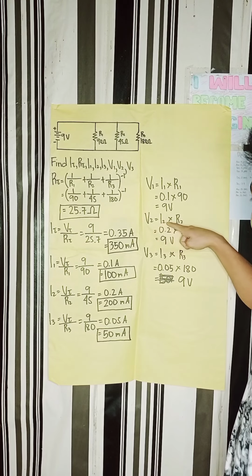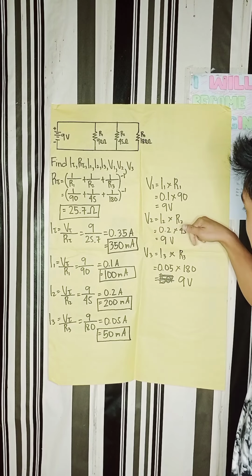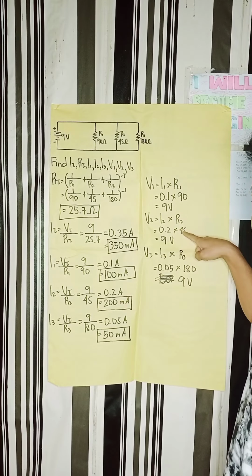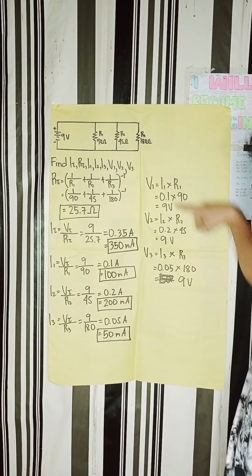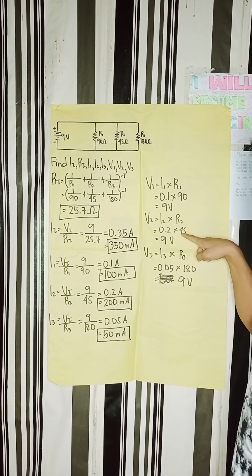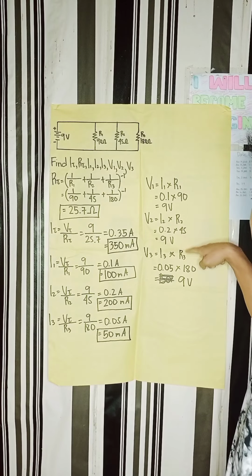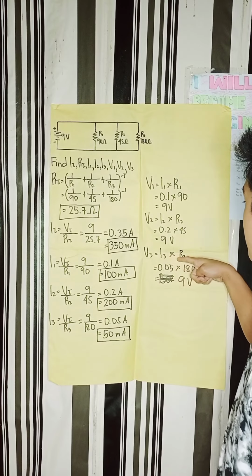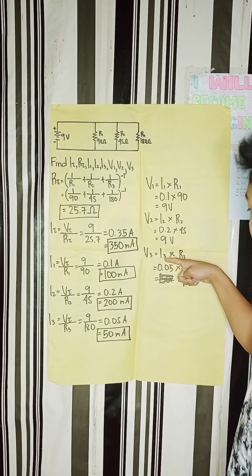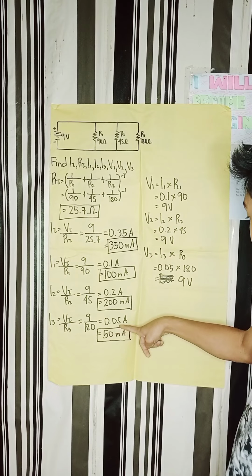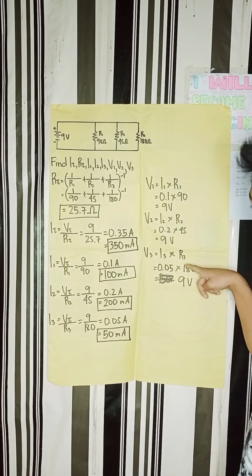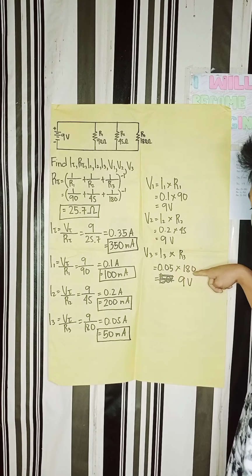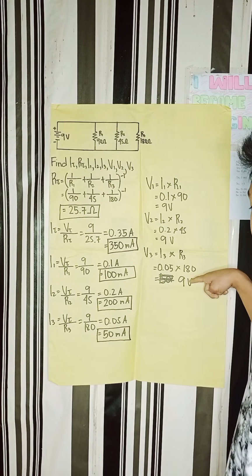Next is V2. So V2 is equal to I2 times R2. So I2 is equal to 0.2 ampere times R2 is equal to 45 ohms. So 0.2 times 45 is also equal to 9 volts. Next is V3. So V3 is equal to I3 times R3. So I3 is equal to 0.05 ampere times R3 is equal to 180 ohms. So 0.05 times 180 is also equal to 9 volts.